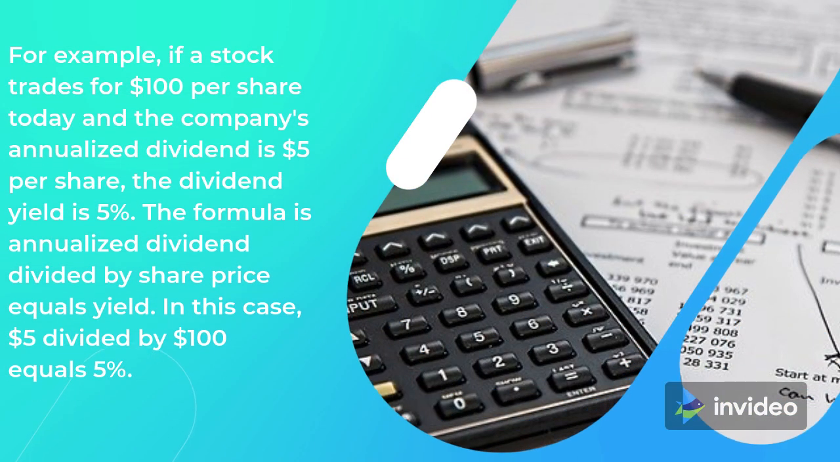For example, if a stock trades for $100 per share today and the company's annualized dividend is $5 per share, the dividend yield is 5%. The formula is annualized dividend divided by share price equals yield. In this case, $5 divided by $100 equals 5%.